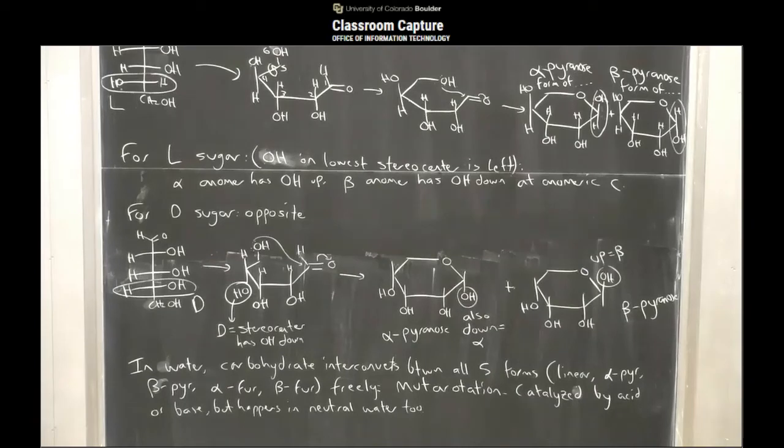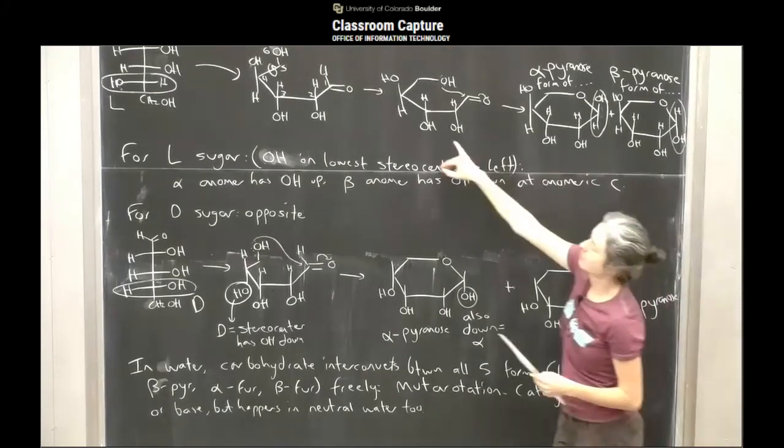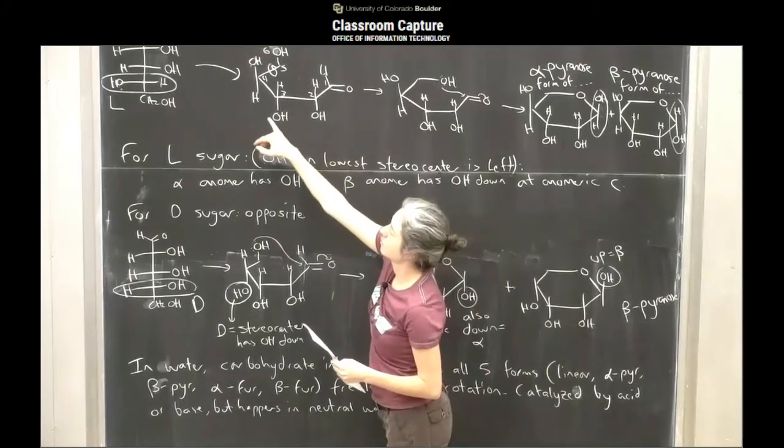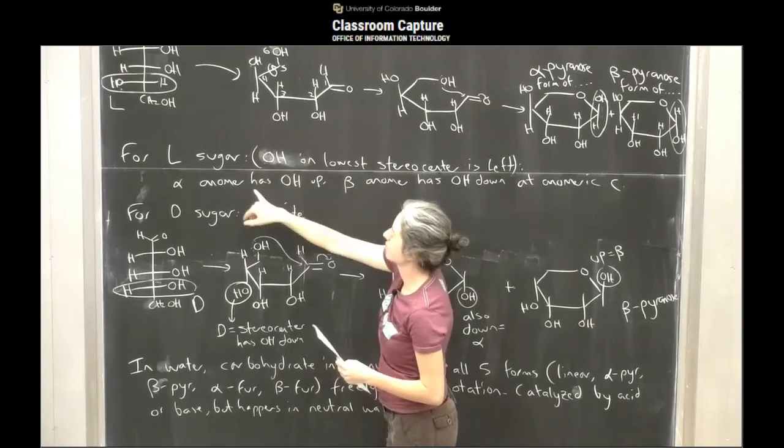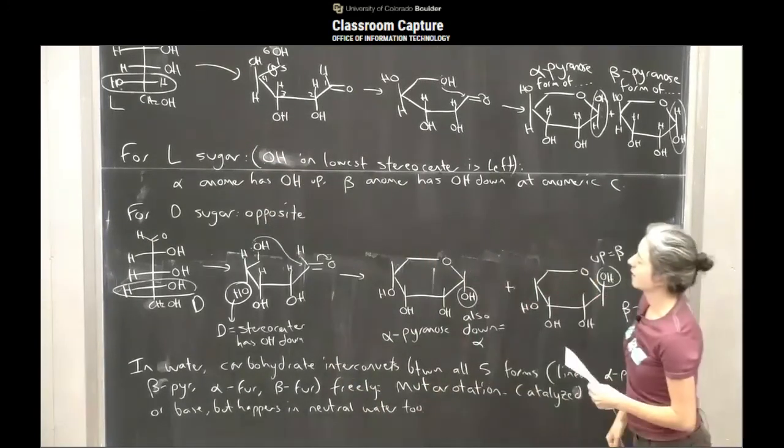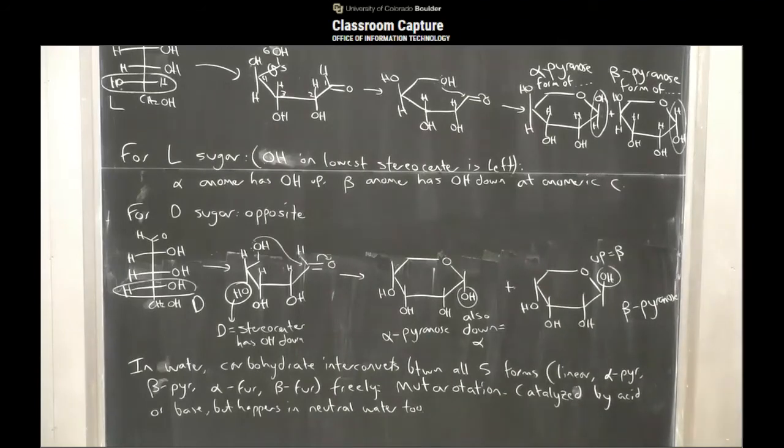So yeah, that's one way to remember it, comparing to where the L or D stereocenter is pointing. The other way is just for L, alpha is up, beta is down, and for D, alpha is down, beta up. I guess whichever one is easier to remember might be the way to learn it, unfortunately. So other questions about that? Okay.